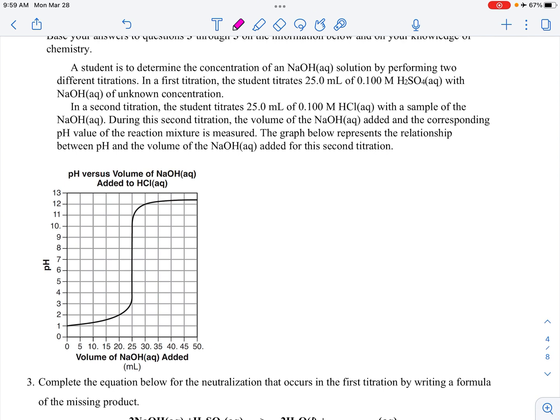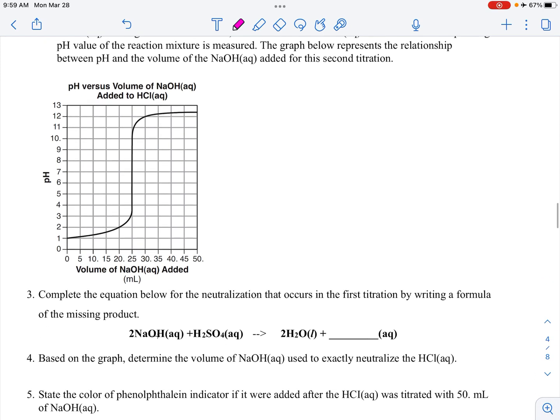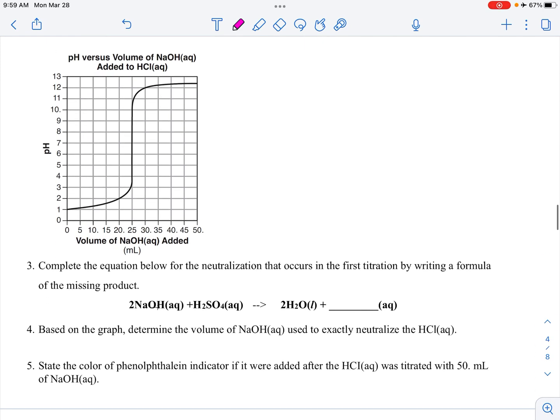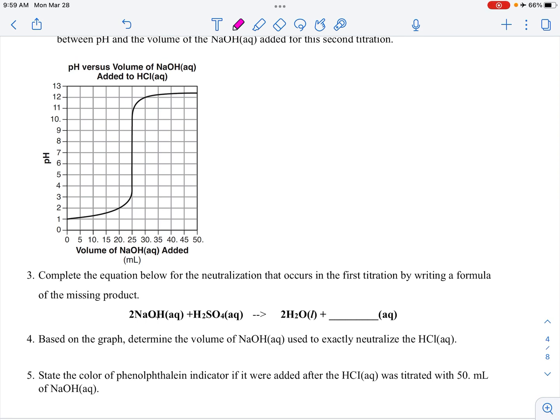Okay, a student is to determine the concentration of NaOH solution by 2 different titrations. Okay, so there's a graph. Complete the equation below for the neutralization that occurs. Okay, so acid plus base yields salt and water. And it's a double replacement. NaOH, Na plus, OH minus, H plus. Okay, so goodbye to this and this, so we have Na and an SO4. However, you have to crisscross your charges. You get Na2SO4. That is your answer.